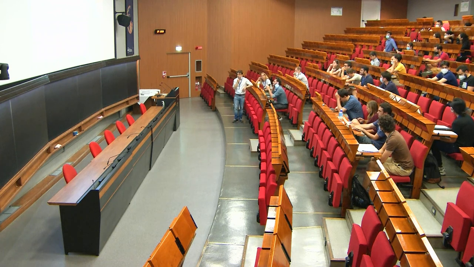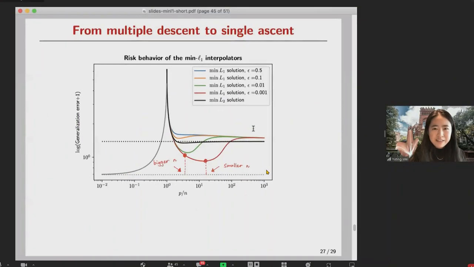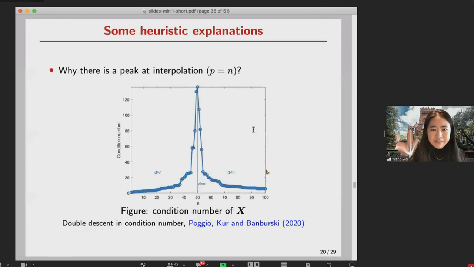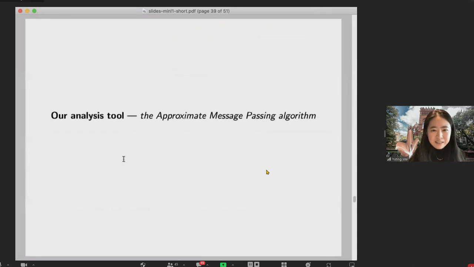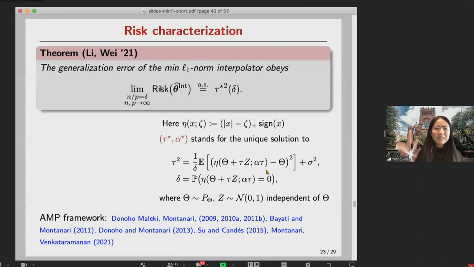So in general, AMP theory is rather flexible with respect to the priors on the signal. So I'm wondering whether this makes it easier for you to analyze something beyond the two-point prior that you've been looking at? Yeah, very good point. The theory we developed to characterize the risk of this estimator does not use any of the prior information. As long as the prior of theta star converges weakly to some distribution, this theorem holds.